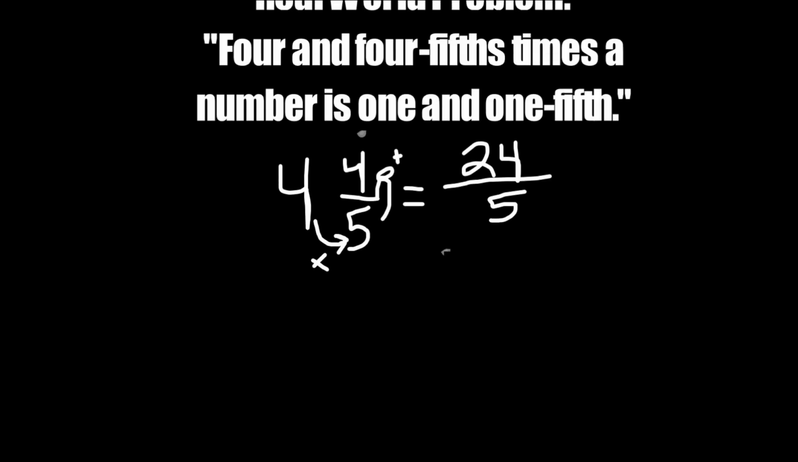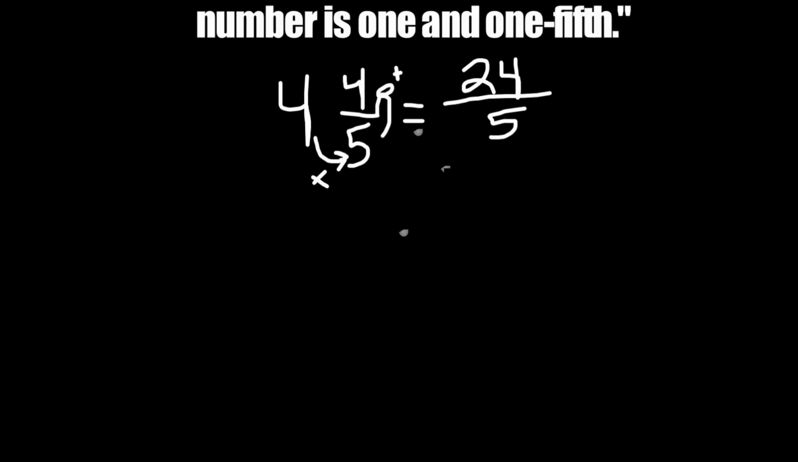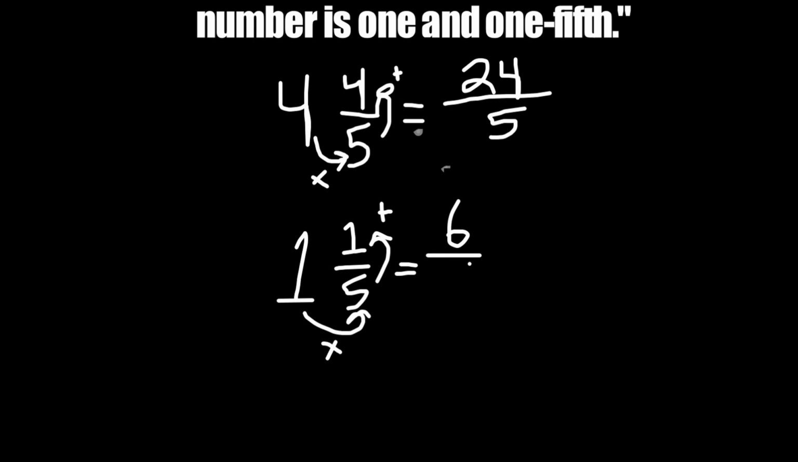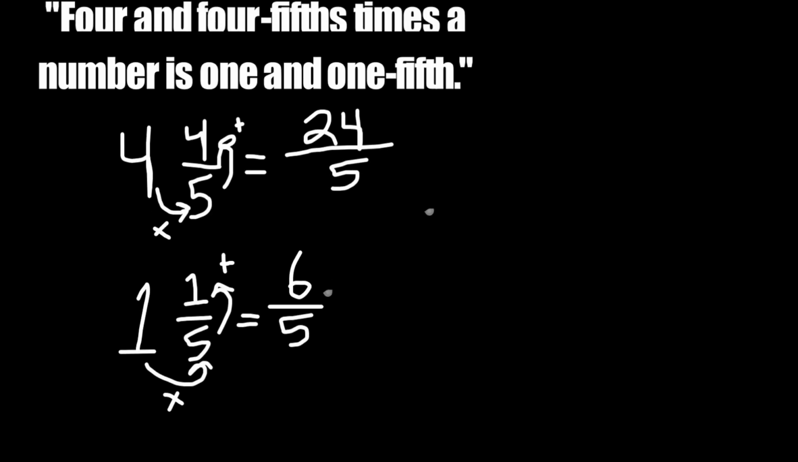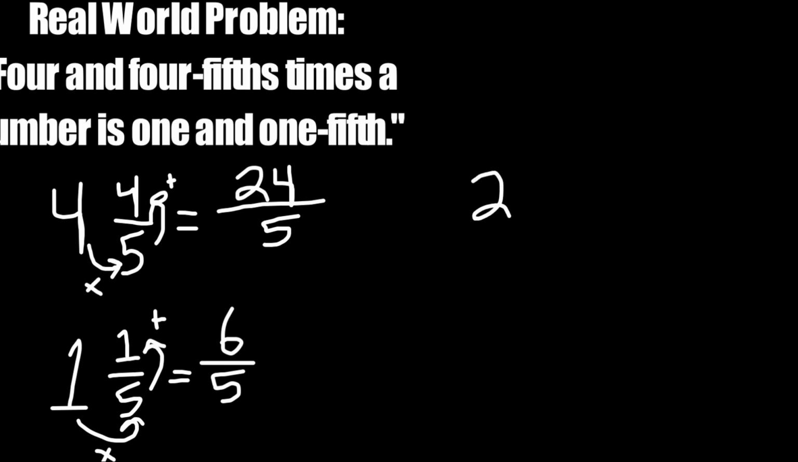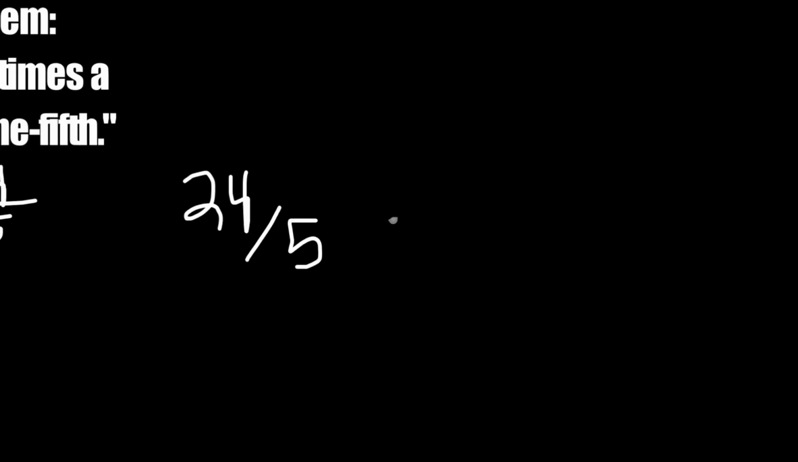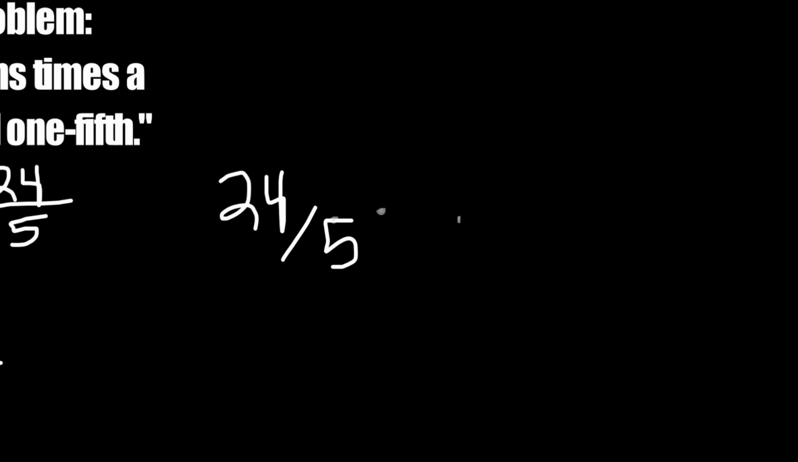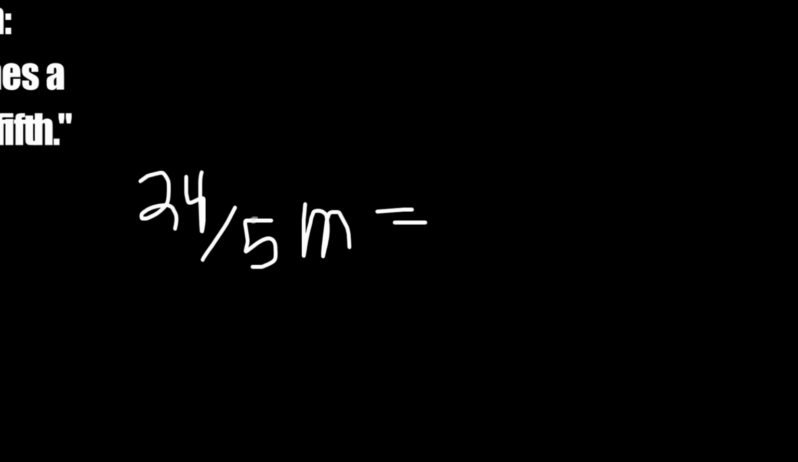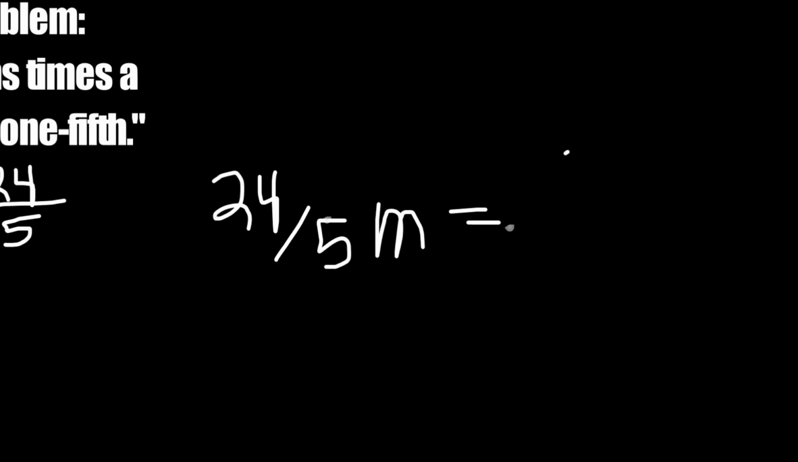Now the second one, a number is 1 and 1/5. Let's use the same trick we did here. 1 times 5 is 5, and 5 plus 1 is 6. So that is going to be 6 over 5. Now let's put it as an equation. So 24 over 5 times a number, so we can put that number as m, that's the variable, equals 1 and 1/5, which is 6 over 5.